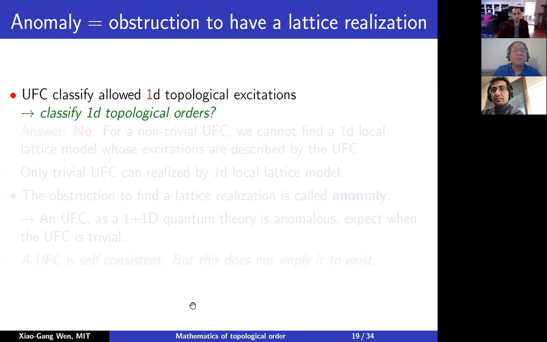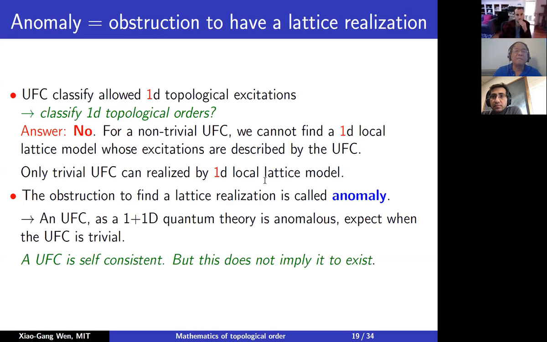So this unitary fusion category classifies the one-dimensional excitations. Does it classify one-dimensional topological order? We have a lot of non-trivial fusion categories, but we mentioned that there's no one-dimensional topological order, only the trivial one. There's no non-trivial one. So there's a mismatch here. There's some puzzle here.